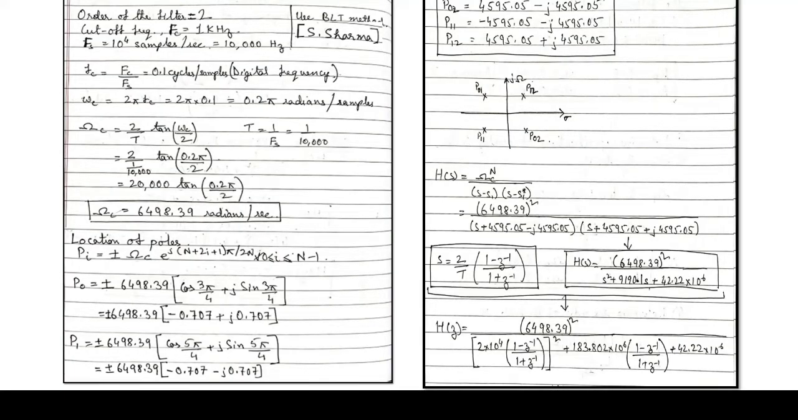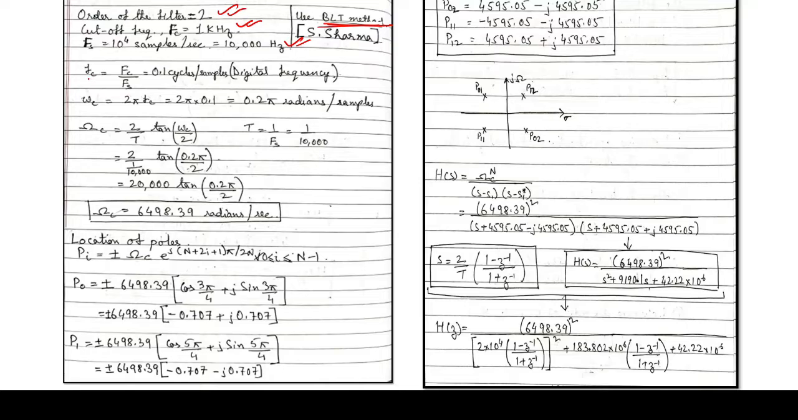Next, coming to the designing of the Butterworth filters. There are other types of filters also, including Chebyshev filters, but we will not be going into those due to the shortage of time. So we will be mainly concentrating on the Butterworth filter itself. When we talk about the Butterworth filters, over here it is given that the order of the filter is 2, the cutoff frequency Fc is 1 kilohertz, and the sampling frequency is 10 to the power 4 samples per second. It has been given that we have to use the bilinear transform method over here.